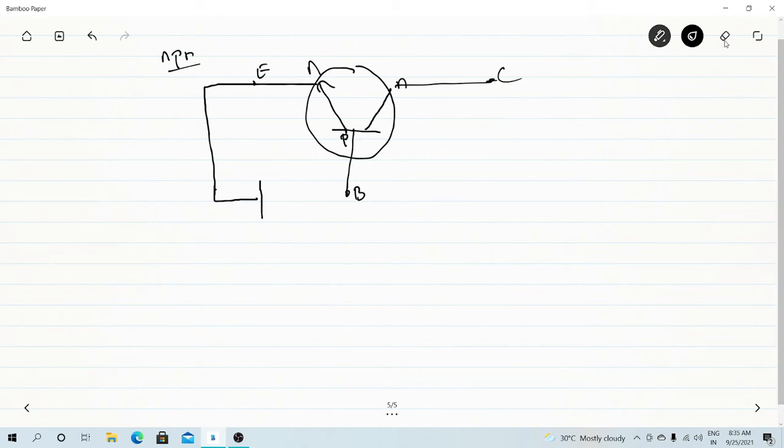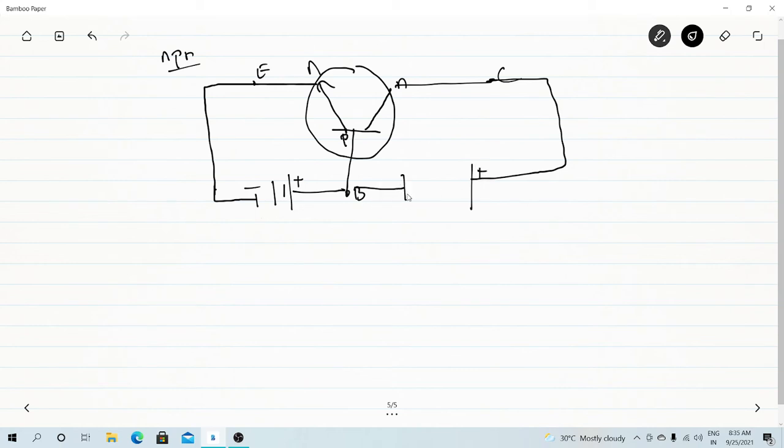okay, 1 minute. Yeah, input will be forward bias. And this output section will be reverse biased. 1 minute, this pane was not working. Yeah, now it is working.